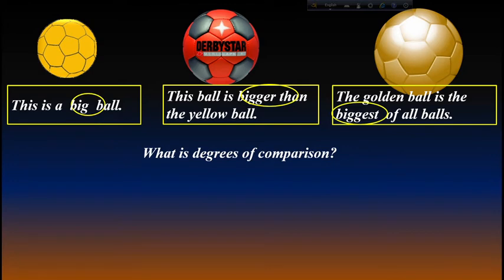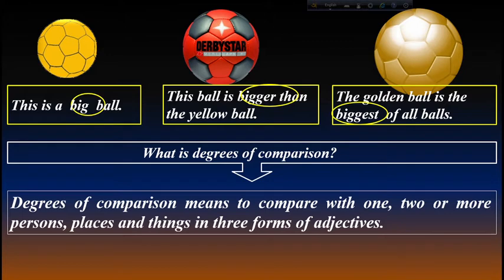What is degrees of comparison? Now the question, dear learners. Degrees of comparison means comparing one, two or more persons, places and things in three forms of adjectives. Sometimes it can also be in adverbs. Dear learners, do you guess what we are going to talk about? It is very interesting. It is in grammar and you will find it in every section.